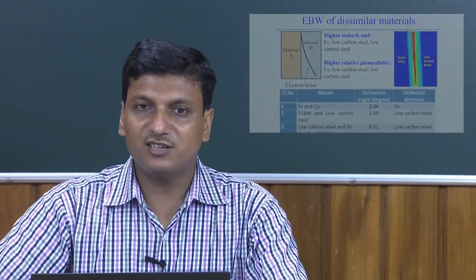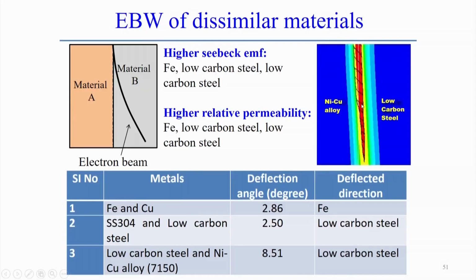And we have some simulated results also. If you see the highlighted color between these two, the simulation has been done between the nickel copper alloy and, on the right hand side, the low carbon steel. Here you can see the beam is actually deflected towards the low carbon steel. So, from that simulation it is obvious that there must be some deflection if we correctly consider the Seebeck effect in all these cases.